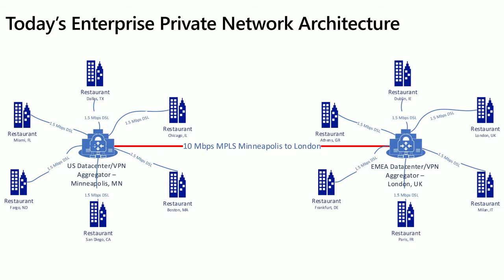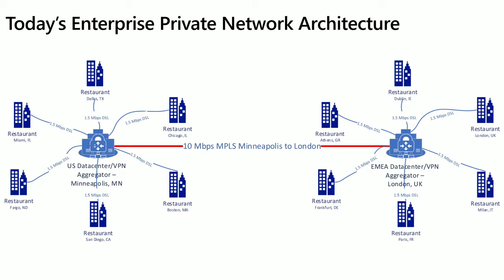But in this case, I've got a Minneapolis-based US data center, VPN aggregator. It's got some compute on-prem, I've got some VPN devices on-prem, and each one of these connects in basically through these two major hubs. I then have a 10 meg MPLS line that's going between Minneapolis and London. It's pretty expensive, and whether or not I'm doing MPLS or I'm doing a private line, I'm going to have to maintain that, and I'm going to be locked into a fixed contract, etc.